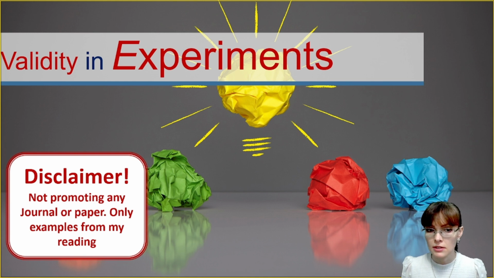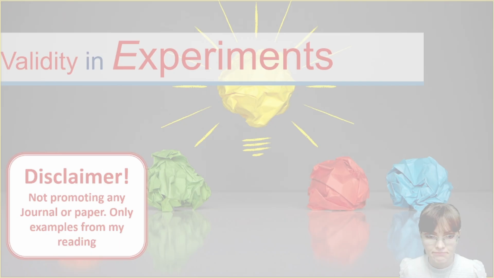Again, a bit of a disclaimer. I will show you examples of different experiments which have been carried out by researchers, which were published in academic journals. I'm not endorsing those journals or those papers. I'm just using them as examples for you to understand what type of validity researchers were trying to establish when they use a different type of experimental design.